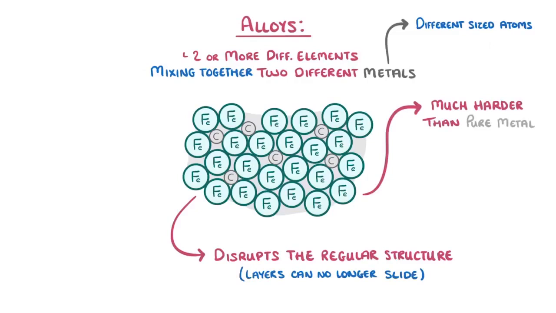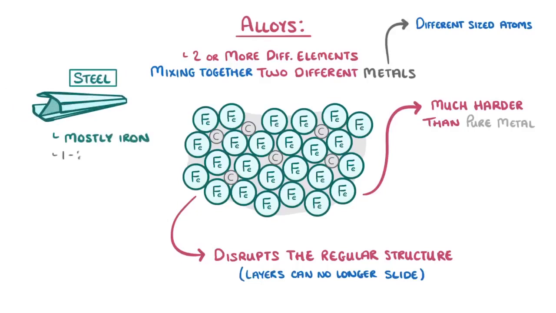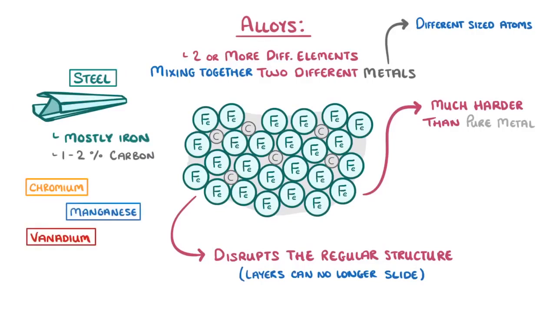In our example here, we've shown steel, which is made up mostly of iron, but also contains 1 to 2% carbon. It also sometimes contains chromium, manganese, or vanadium, depending on which properties we want it to have. And this gives it the strength that it needs to be used in things like cars and planes.